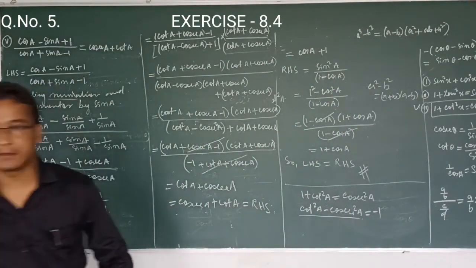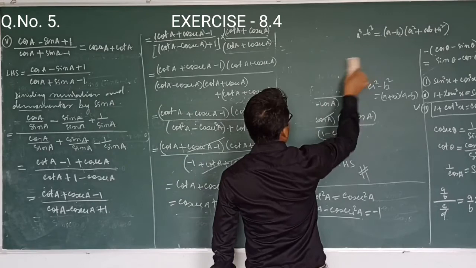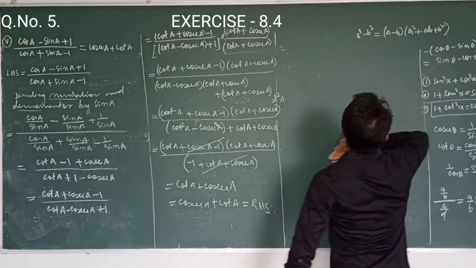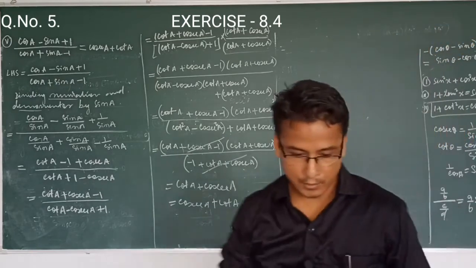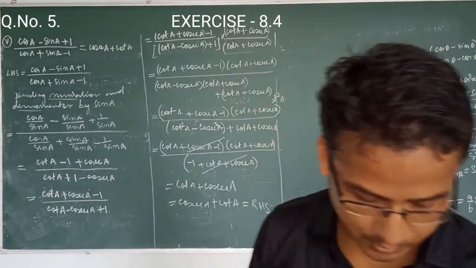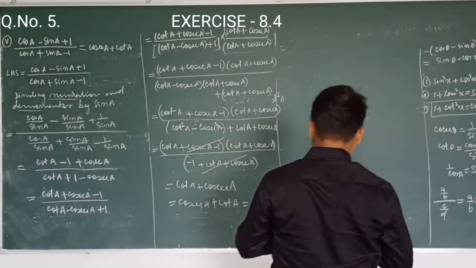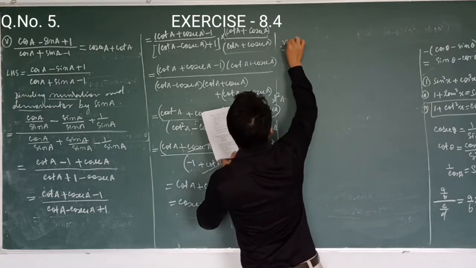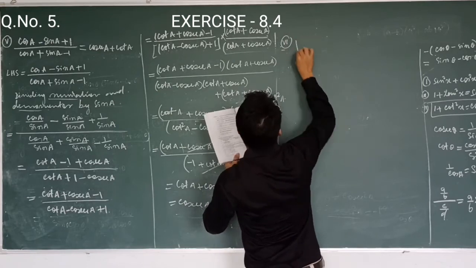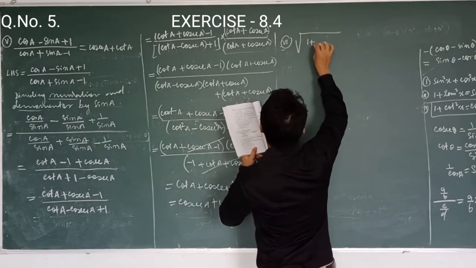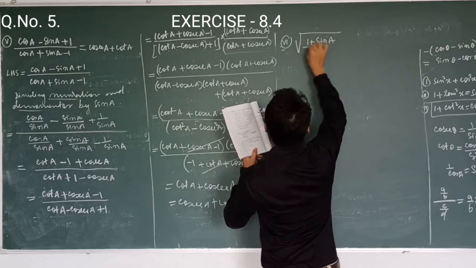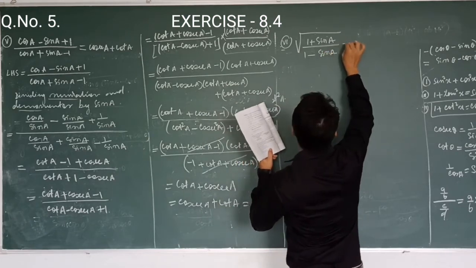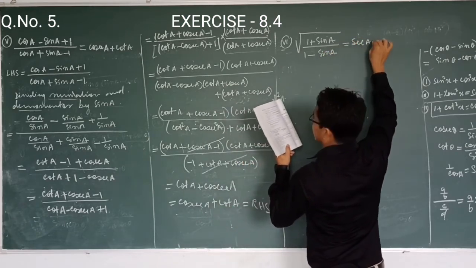6, Roman number 6 of question number 5. Let's see. Okay, Roman number 6 of question number 5. Six is root over 1 plus sin A divided by 1 minus sin A equal to sec A plus tan A.